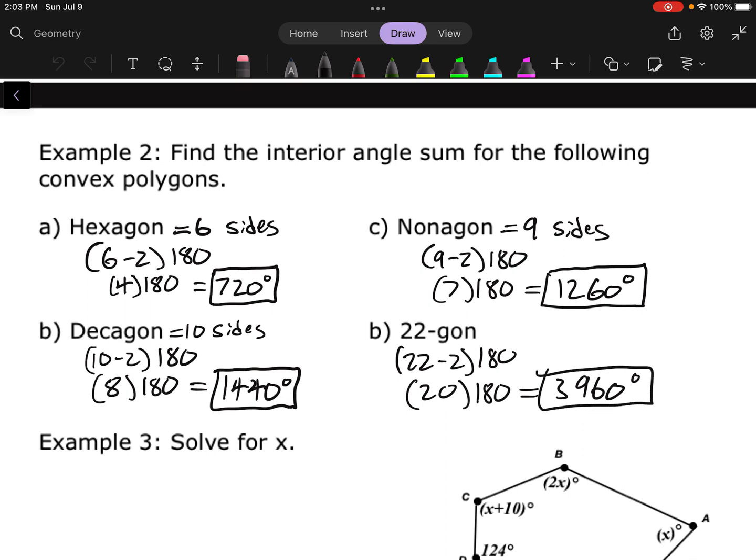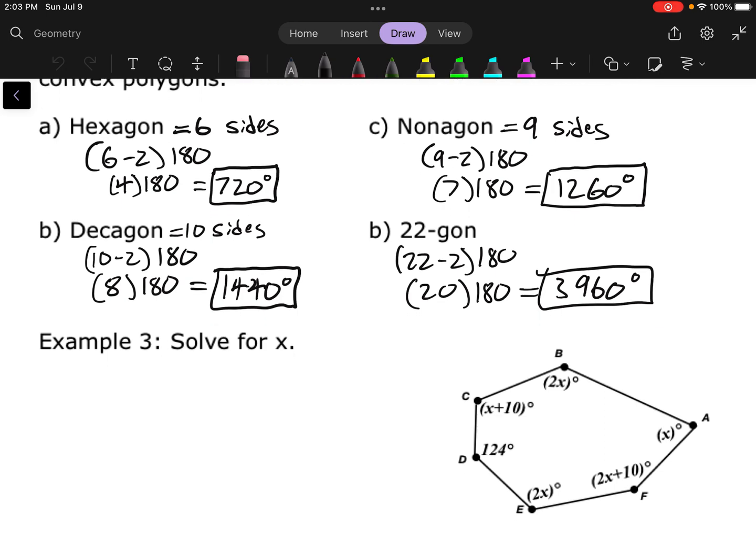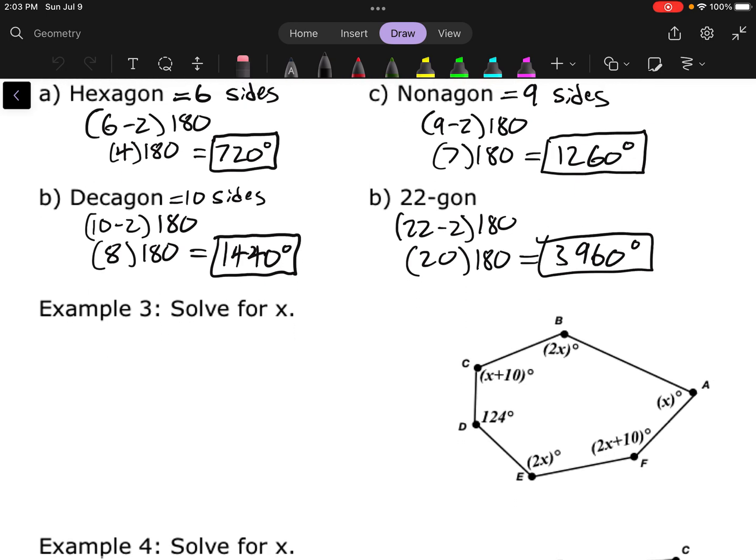So this interior angle sum theorem can be used to find out how many degrees there are going to be inside any polygon. Doesn't matter how you're going to kind of draw that thing, as long as it's convex, then that's how we'll find it. Okay, so how can we use this thing? Well, let's look at example 3 here.